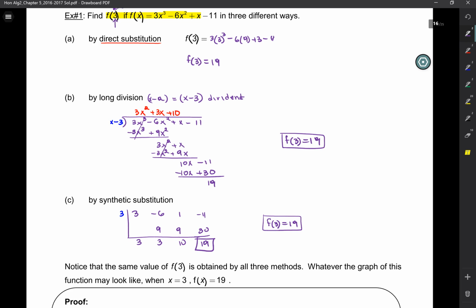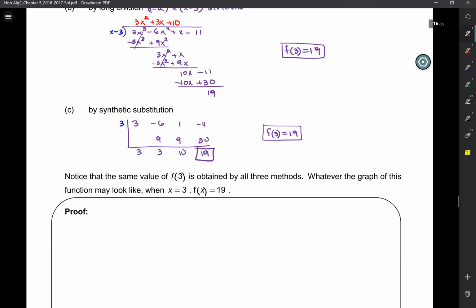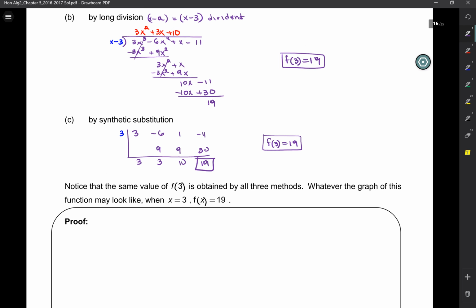So what do we notice? That when we divide, whether it's by long division or synthetic division, the value of my function at that point a is just the remainder. All right? And now we're going to do the proof of this, and you're going to see why it's always going to be the remainder. All right, so let's look at a proof of this.